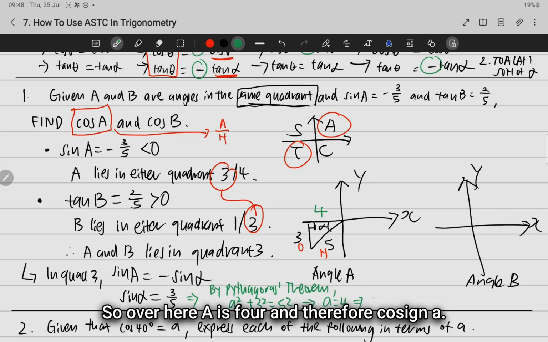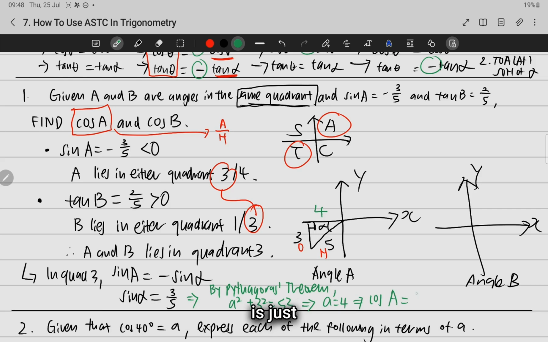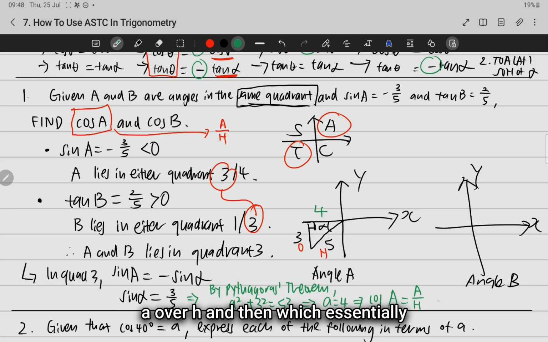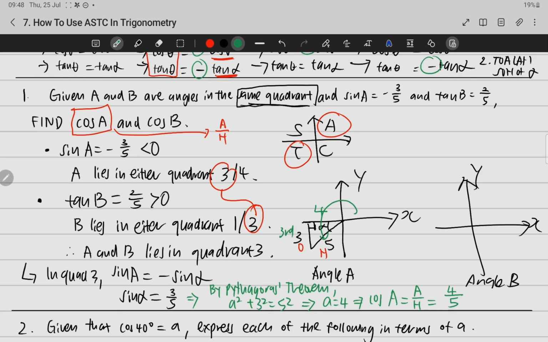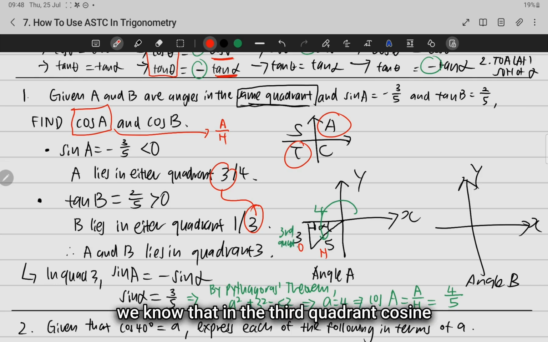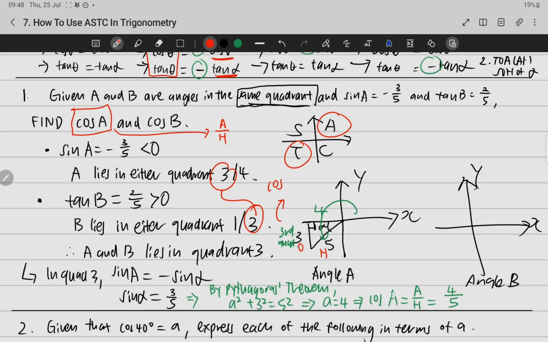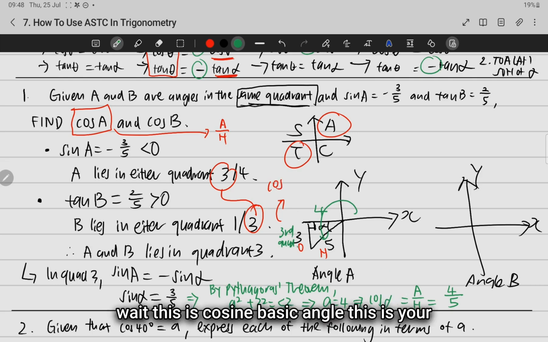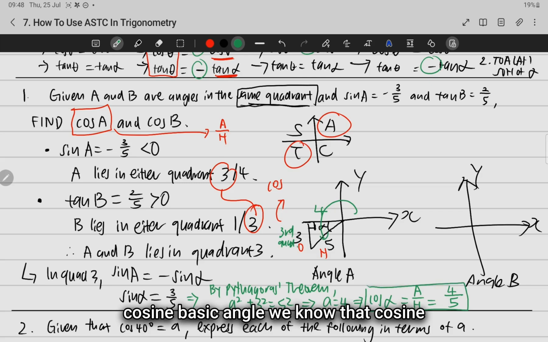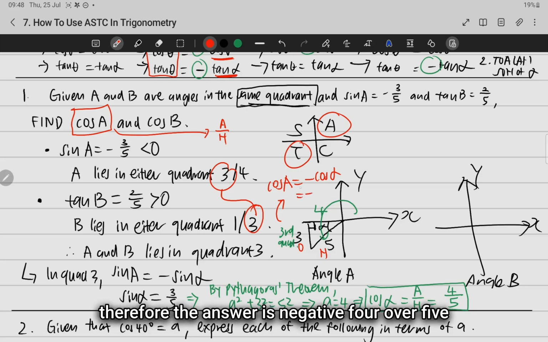And therefore, cosine A is just A over H, right? Which essentially is just 4 over 5. And now, since cosine A is in the third quadrant, we know that in the third quadrant, this is your cosine basic angle. We know that cosine big A equals negative cosine basic angle. And therefore, the answer is negative 4 over 5.